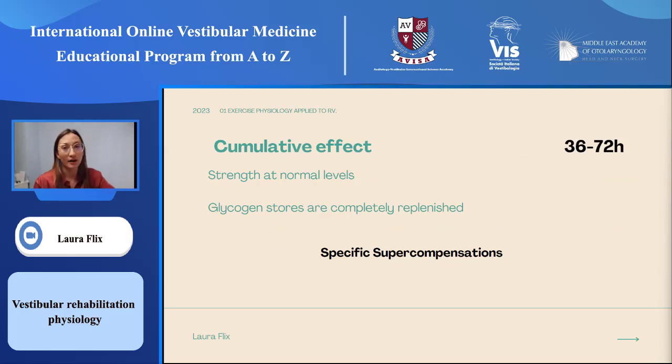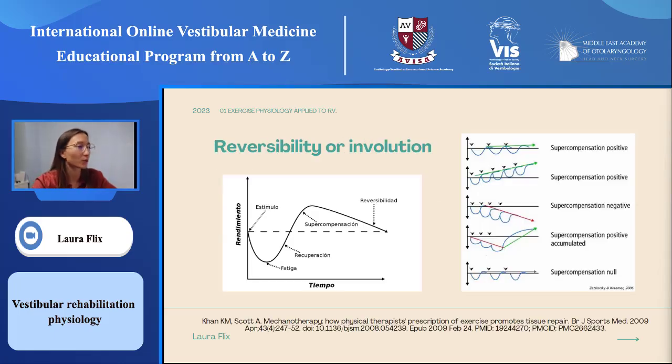But then we will have the long-term effects, the cumulative effects after these 36 hours, 72 hours, where the strength will return to normal levels, of course, and the glucose in the stores will be completely replenished, no? And the most important part, or the part that is interesting for us, will be the specific supercompensation. So it will be similar to this: when we have a stimulus done at the start of one session, during one session, then we'll have a fatigue.